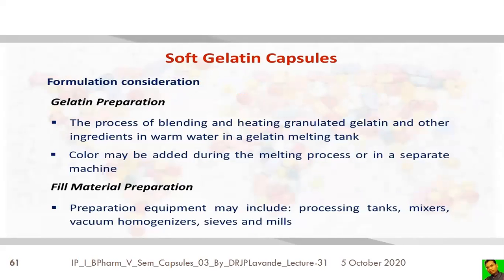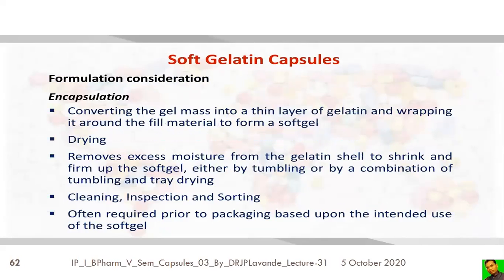How are the soft gelatin capsules to be prepared? They are prepared through these stages: gelatin preparation, fill material preparation, followed by encapsulation. Gelatin preparation is the process of blending and heating granulated gelatin and other ingredients in warm water in a gelatin melting tank. The color may be added during the melting process or in a separate machine.